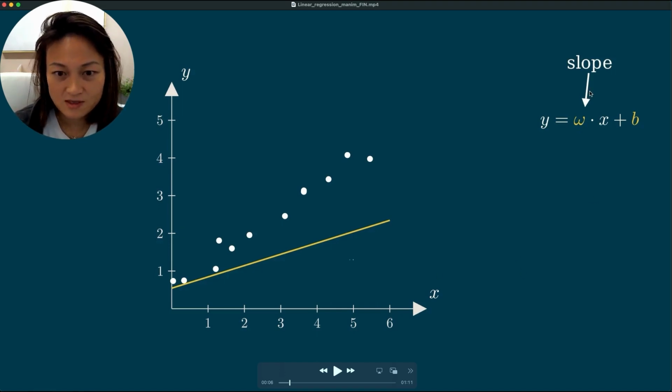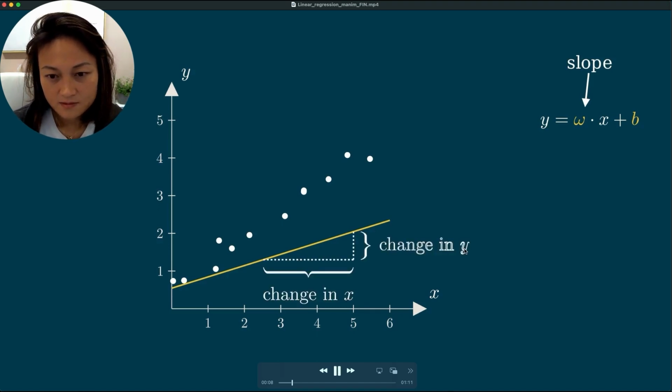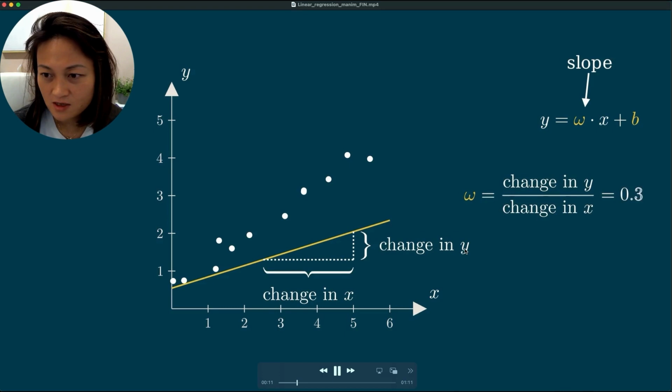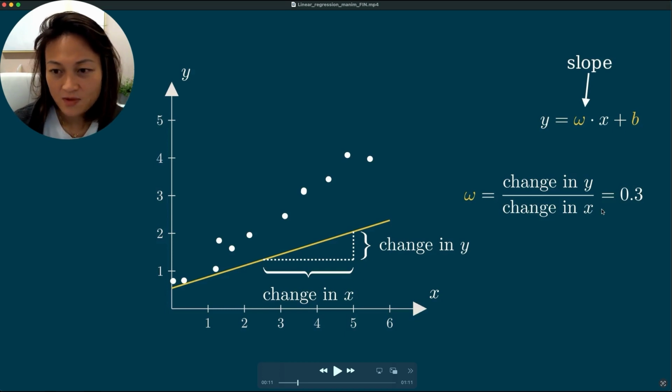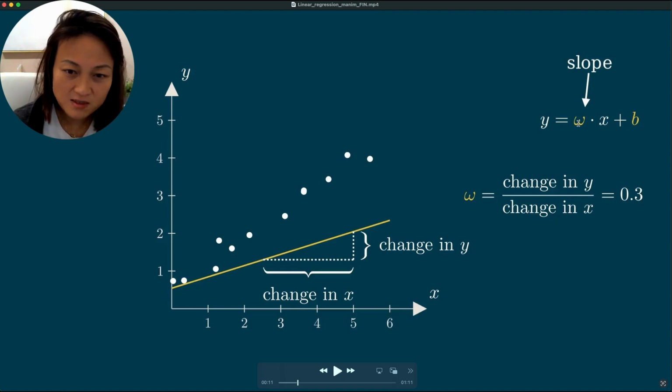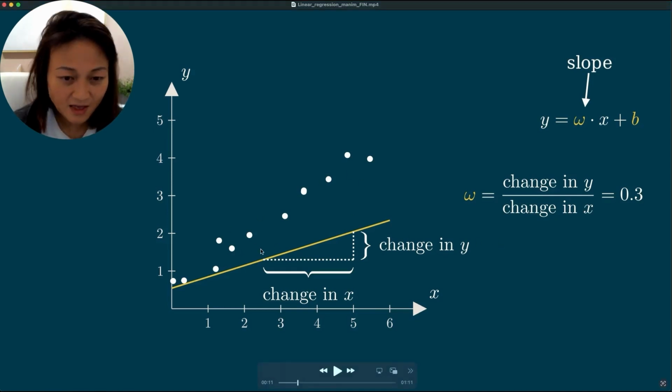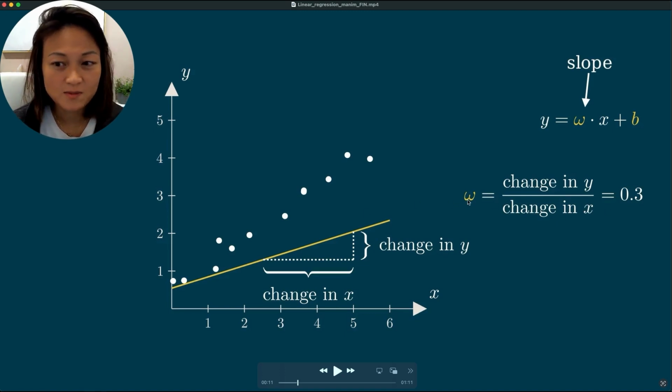So this w is essentially the slope of the line. If we just remind ourselves of what exactly that means, w is the change in y divided by the change in x, and it would be some value, and what we want to do is to set w to the best value that it can be to fit this data set. And as you can see here, this line right now is quite far away from some of the data points because we've just randomly set some value for w and we have not optimized it.